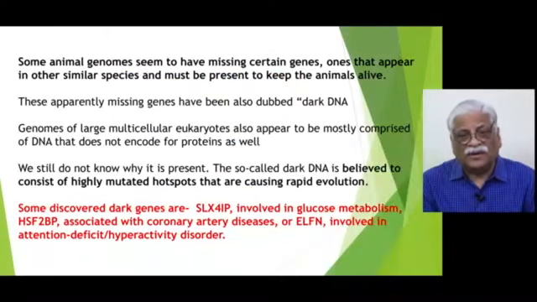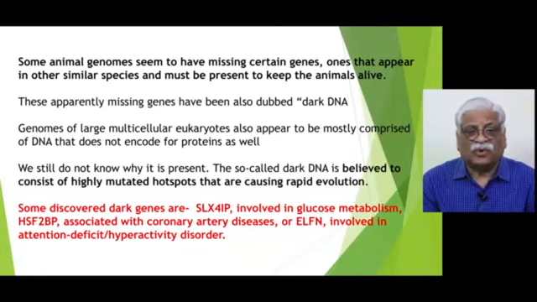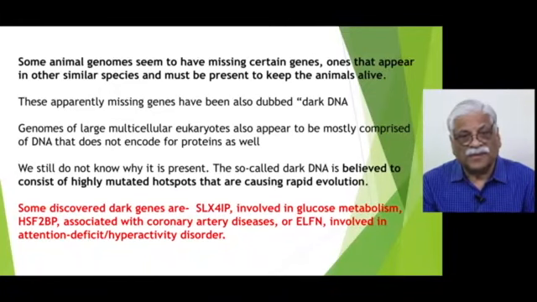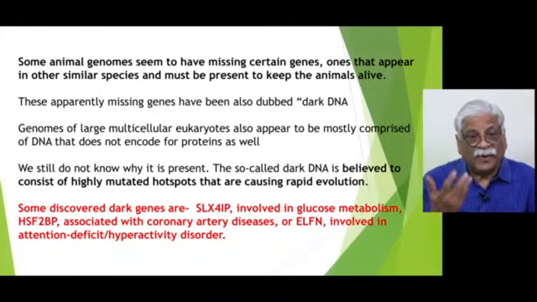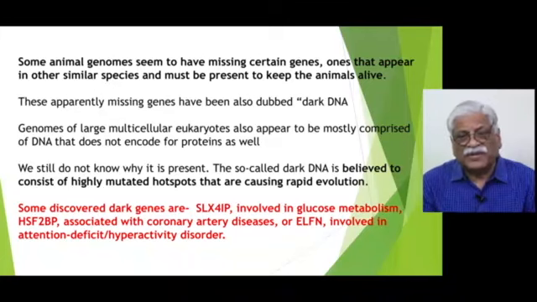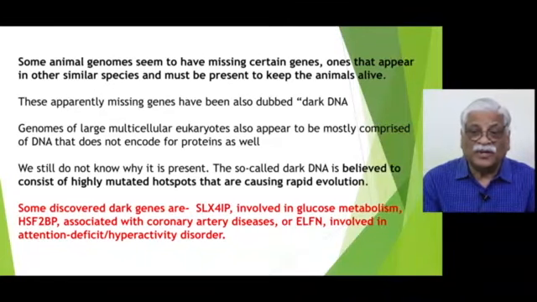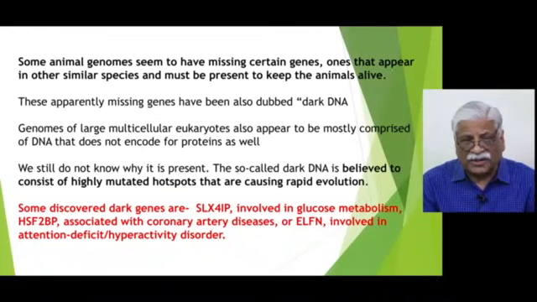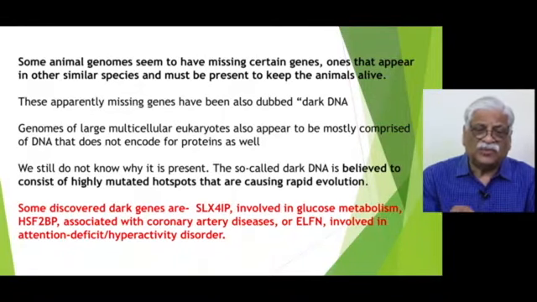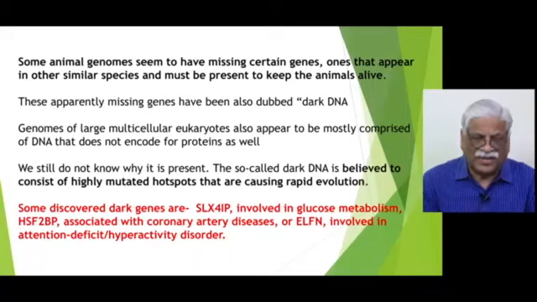It has also been described that there are certain animal genomes which are completely missing certain genes. Those might have appeared long back in similar species and must have been present to keep those animals alive, but those animals are not present on the earth. These missing genes are also dubbed dark DNA or dark genes. In case of multicellular eukaryotes, meaning the animals which have more than one cell.